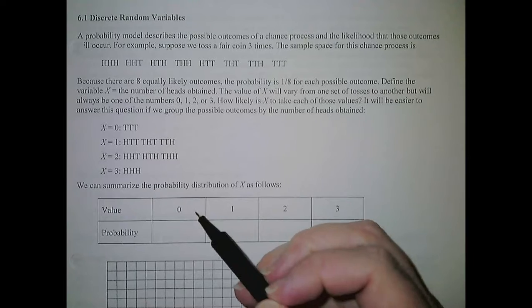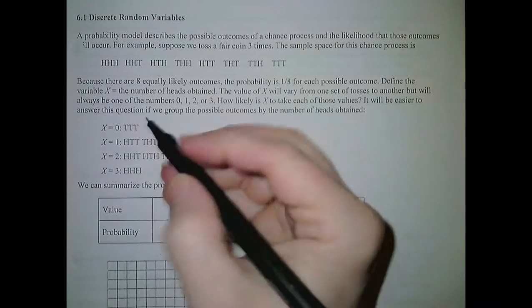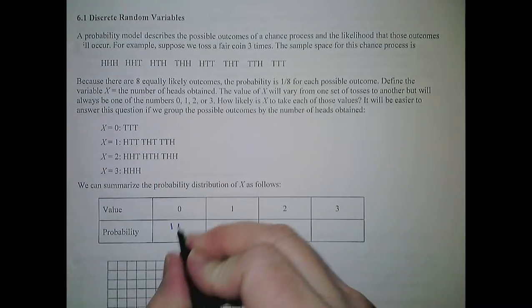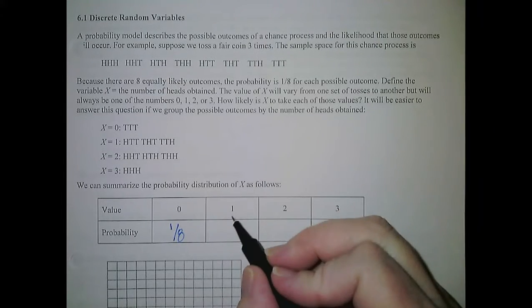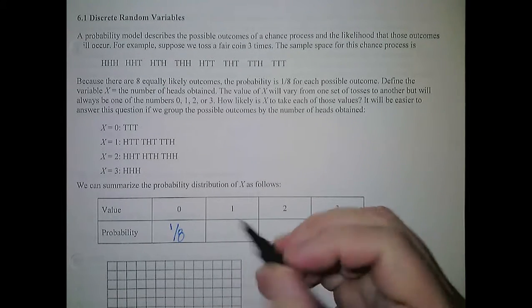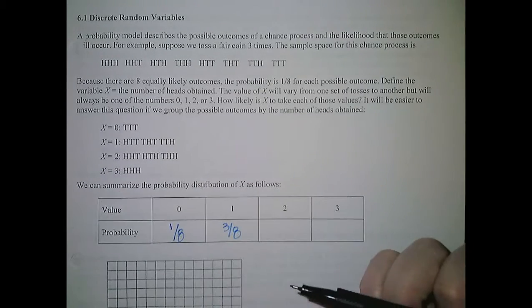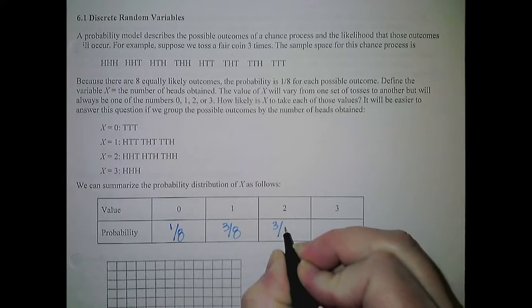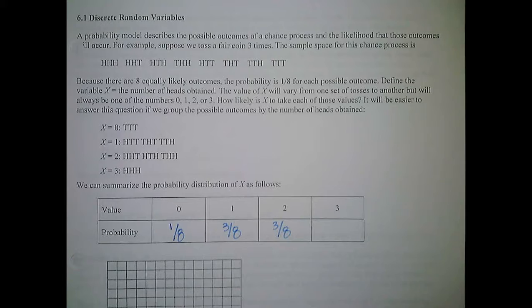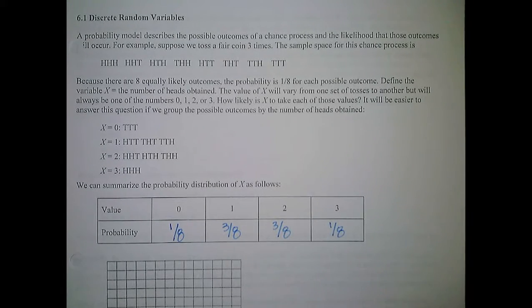So the probability of getting exactly no heads would be 1/8, because there's one way that can occur out of 8 total possible outcomes. The probability of getting exactly 1 head would be 3 out of 8, because there are 3 ways out of 8 possible outcomes that could occur. Same with 2 heads. We could have 3 out of 8 outcomes that are 2 heads. And we would have only 1 out of 8 outcomes that would produce 3 heads. So that would be the probability of each of those outcomes.